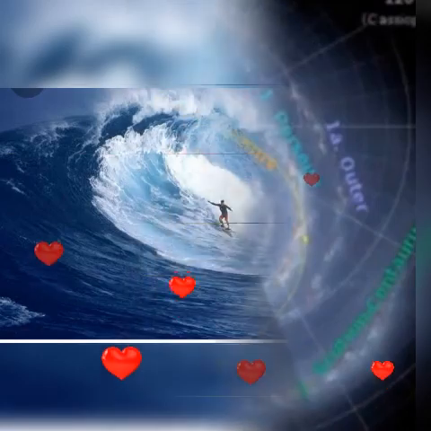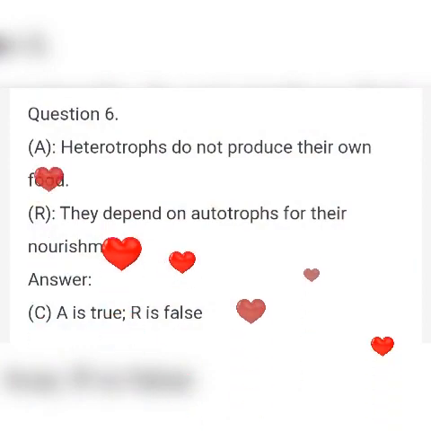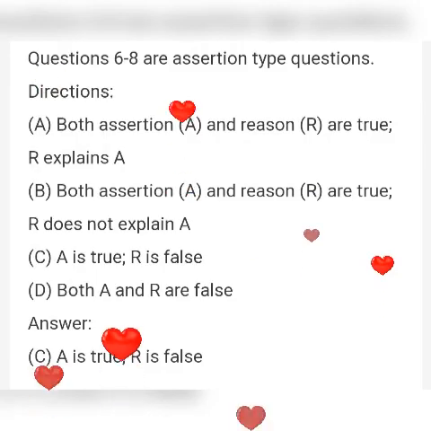The chain of transformation of energy from one group of organisms to another through various trophic levels is called food chain. A system of interlocking and interdependent food chains is called food web.